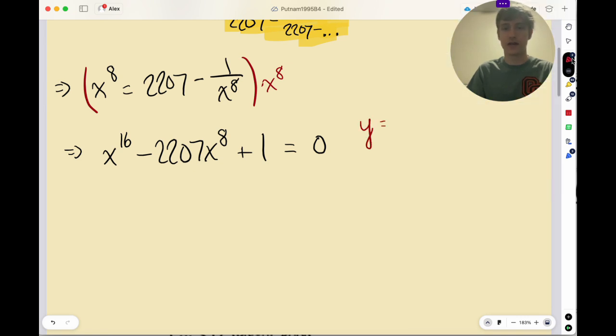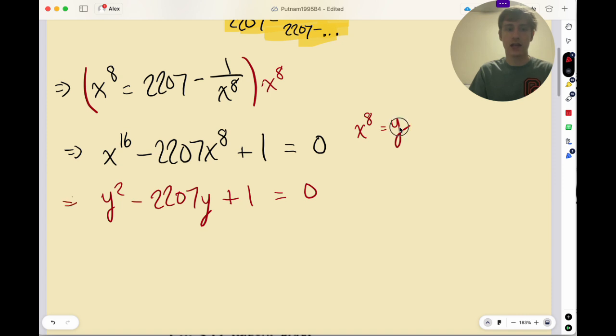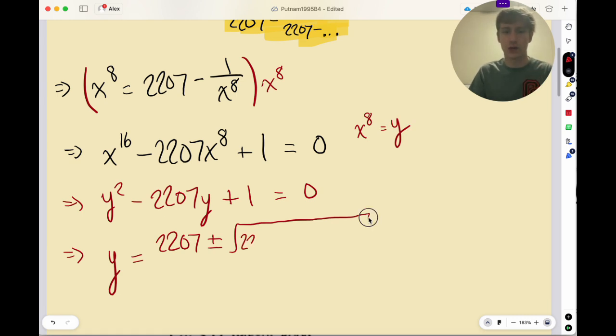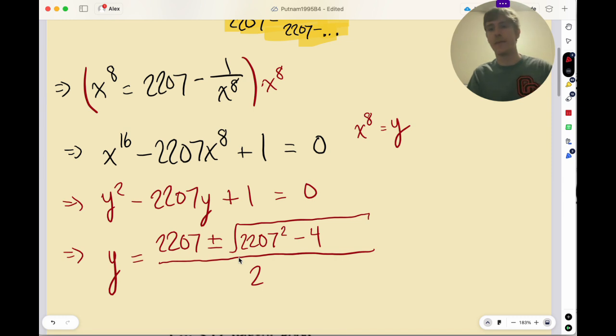So the first thing that I'm going to do is define x to the 8th as y, so then this turns into a quadratic expression. Okay, so now what we're going to have is y squared minus 2207y plus 1 equals 0. Okay, and then using the quad formula, we get that y equals negative b plus or minus the square root of b squared, but since it's negative and you're squaring it, I really don't have to include the negative. It's positive regardless. Minus 4ac all over 2a.